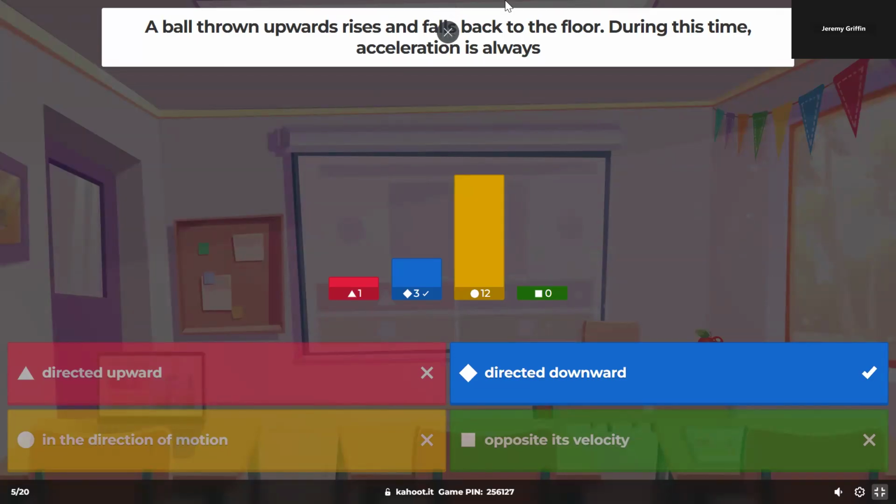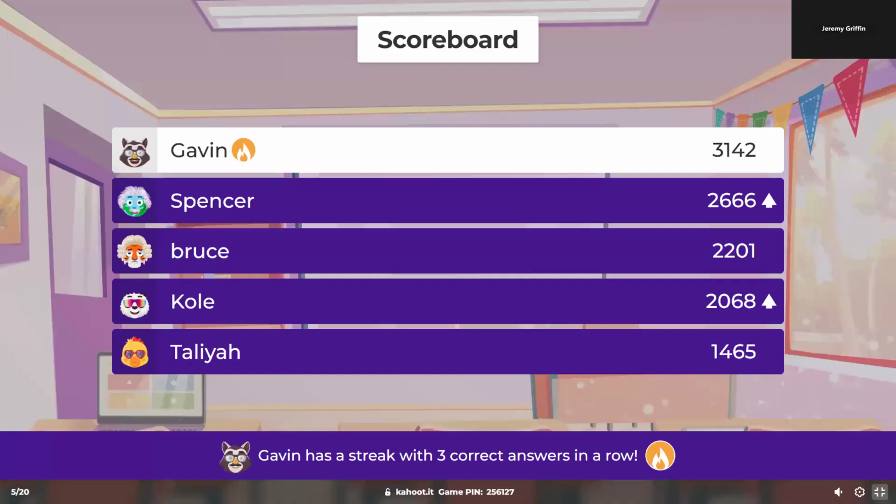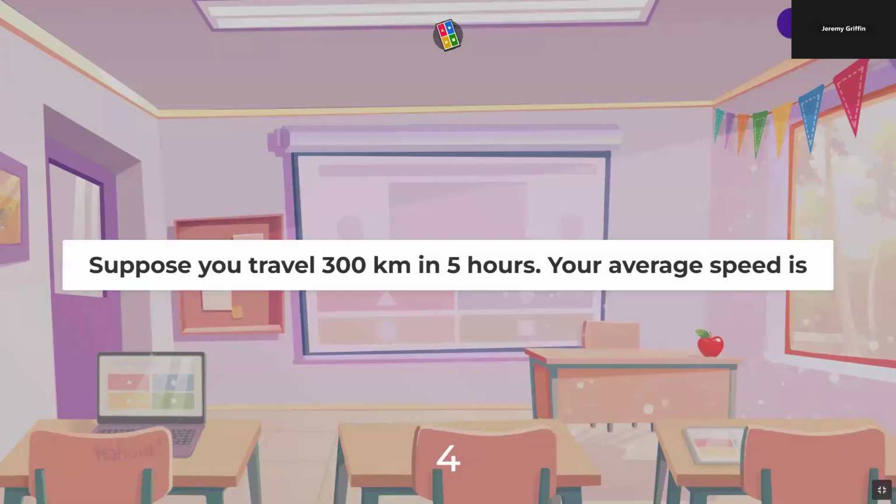Okay. Now, a lot of you guys chose this gold one. Now, guys, what vector is always in the direction of motion? Not the acceleration, the velocity. Yeah, velocity always tells you which direction of motion. Right? Acceleration tells you which way it's tending or which way the net force is. Yeah, so it's always accelerating down. Throw the ball up. Whether it's moving up or moving down, it's always accelerating down. Yeah. Got Talia, Cole, Bruce, Spencer, Gavin on fire.